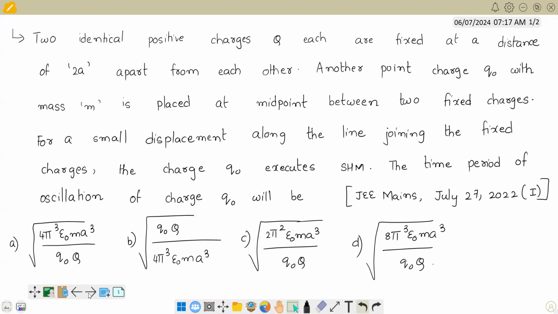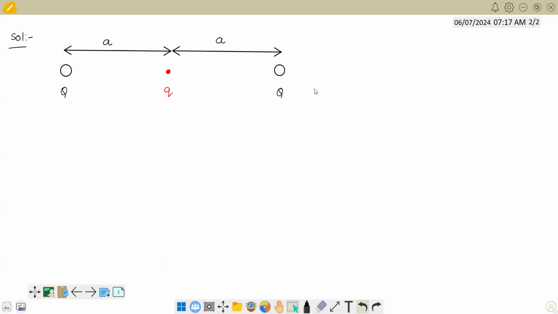So I'll explain this scenario. We have two charges Q and Q. They are fixed, and in between them I placed a small charge Q naught, and since it is exactly between them, this charge Q will apply a force to the right, this charge Q will apply a force to the left, and both the forces would balance each other.